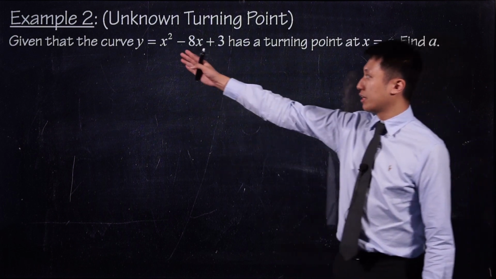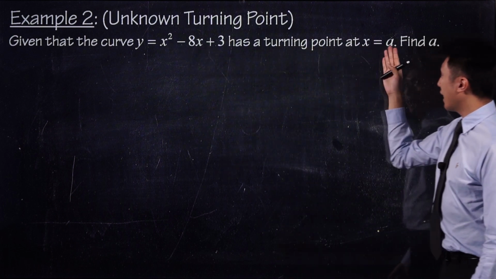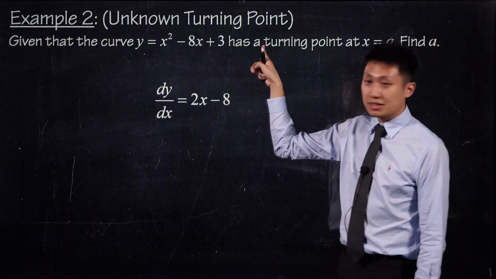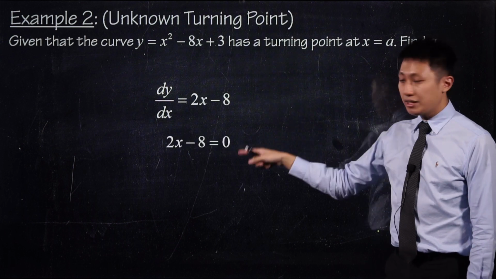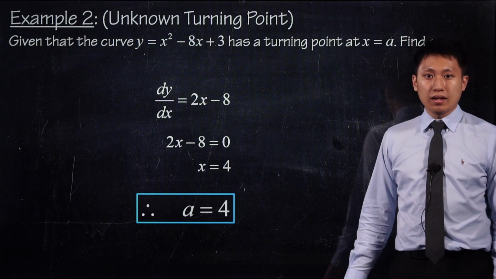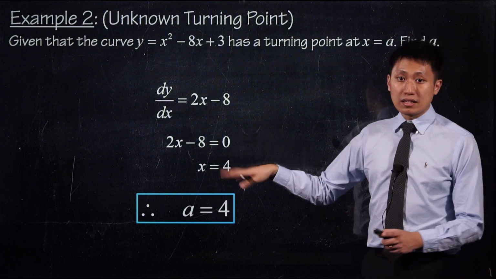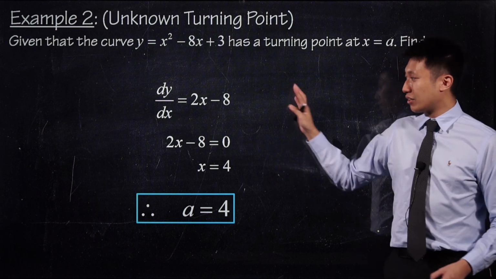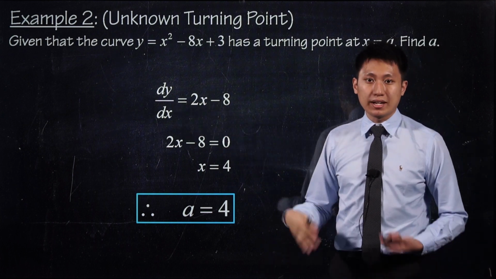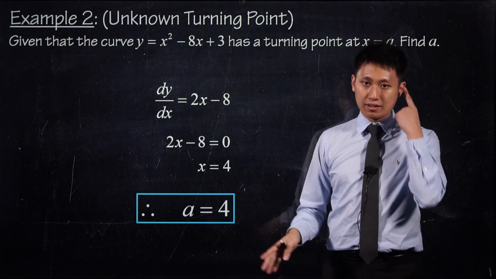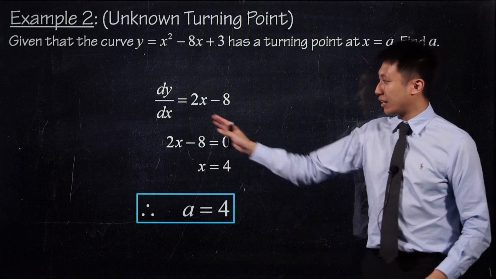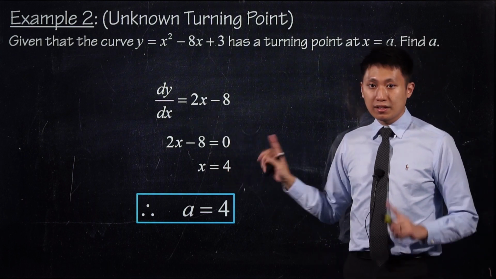Unknown turning point. Given the curve has a turning point at x equals a, find a. Easy? Yes, because for dy/dx you just differentiate. You just let it be equal to 0. Then x is just 4. So your a is just 4. To be frank, this is not a very good way to solve it, but your SPM just requires you to do this. As long as you let dy/dx equal 0, then it's a turning point. That's all the questions in SPM. Although it might not be true, as long as you let it equal 0 and you find the answer, then that's the turning point.